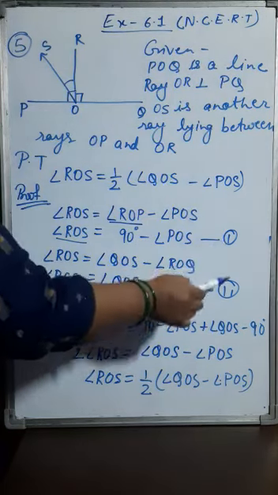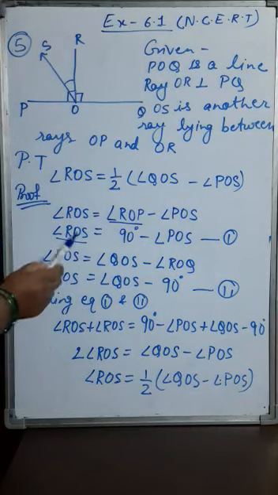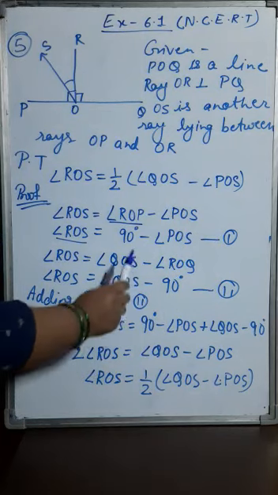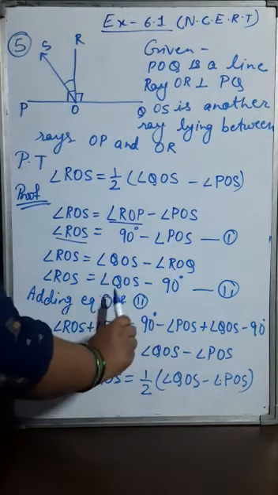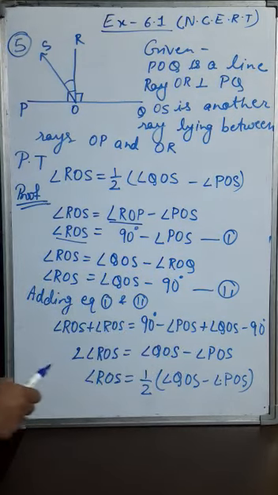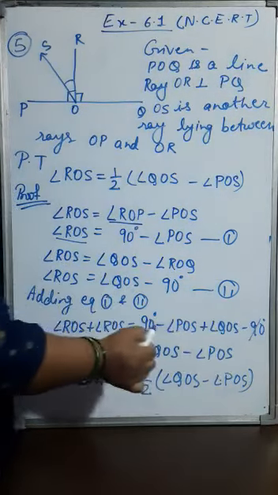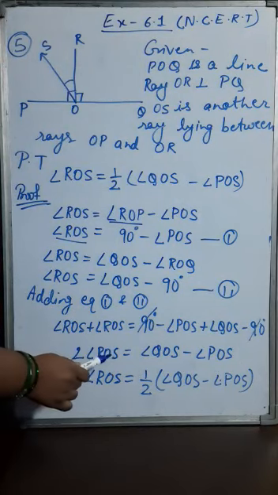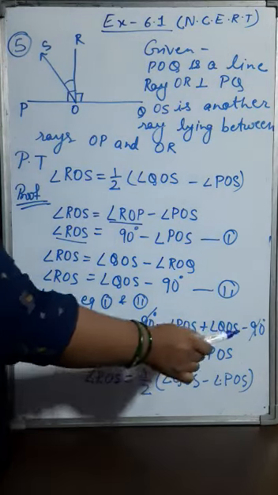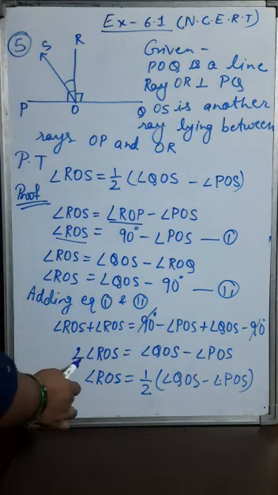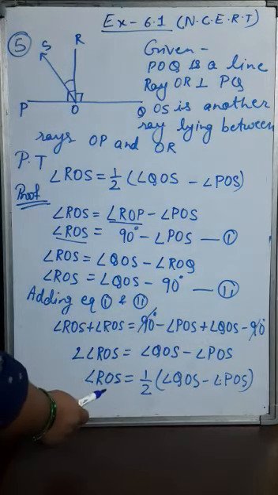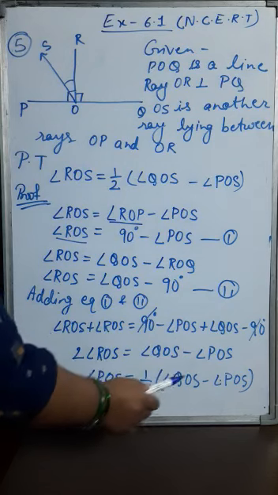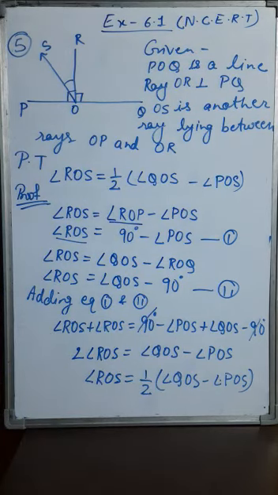Now let us add equation number 1 and 2. We have ROS plus ROS is equal to 90 minus POS plus QOS minus 90 degrees. This minus 90 and plus 90 will get cancelled, and we can write twice of ROS is equal to QOS minus POS. When this 2 will shift that side, we have ROS is equal to half of QOS minus POS.